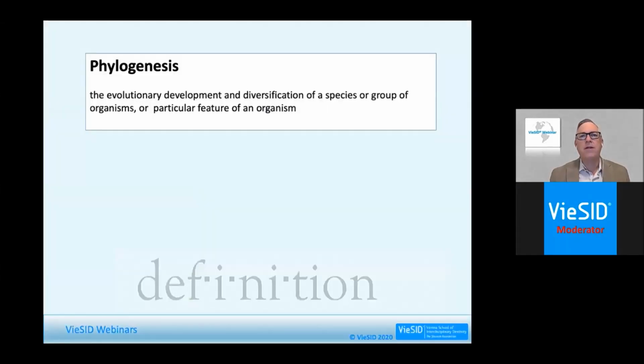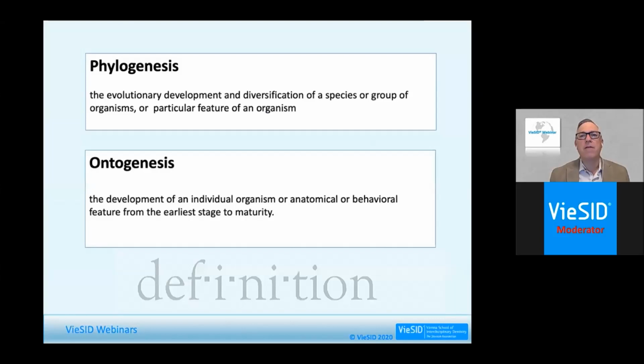These two definitions relate to discussions about evolution and growth and development. Phylogenesis is the evolutionary development and diversification of a species or group of organisms, or it's a particular feature of an organism. Ontogenesis is the development of an individual organism or anatomical or behavioral feature from the earliest stage to maturity.